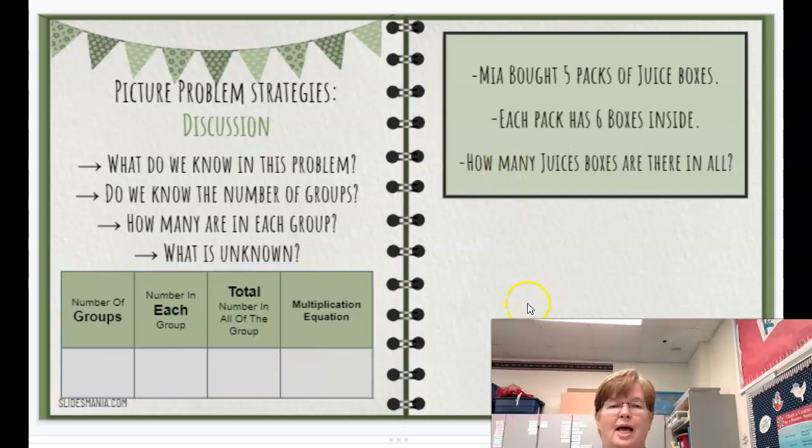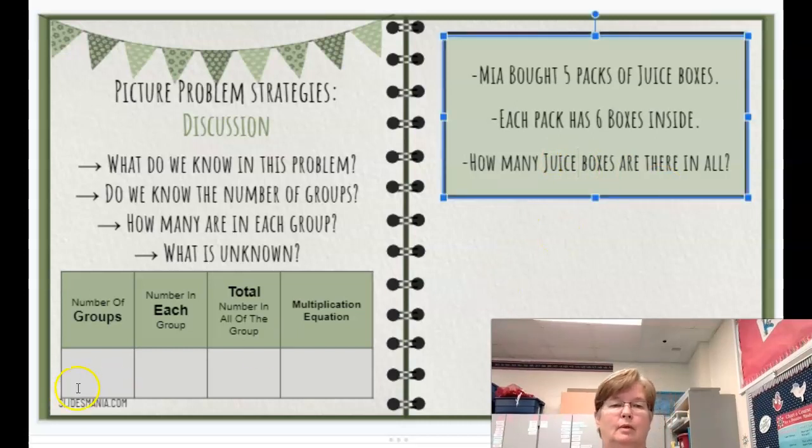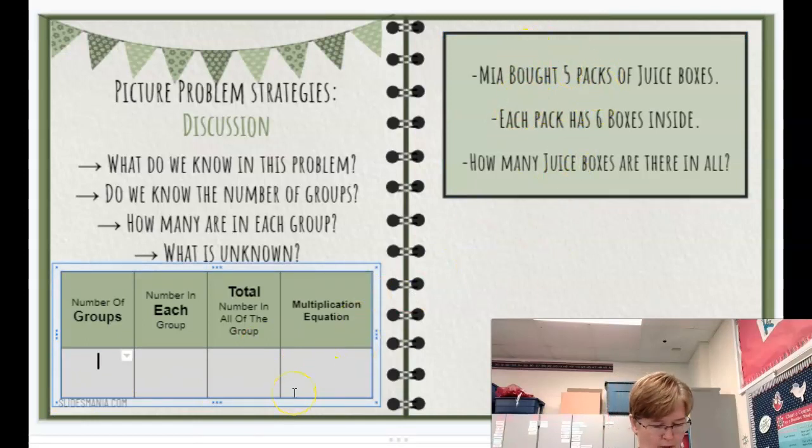Next slide and last example. Mia bought 5 packs of juice boxes. Each pack has 6 boxes inside. How many juice boxes are there in all? Okay, so how many is our number of groups? We have 5 packs of juice boxes, so we're going to put a 5. Each package had 6 boxes inside, so we're going to put our 6 here.